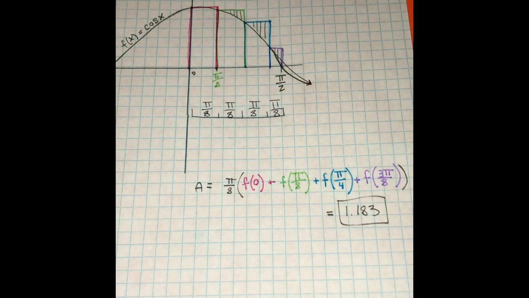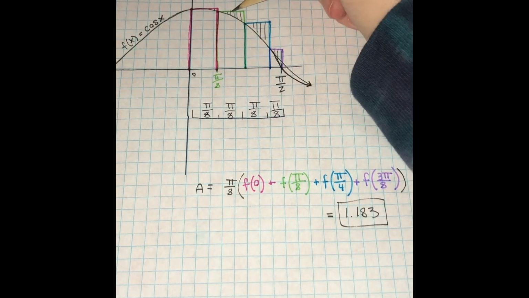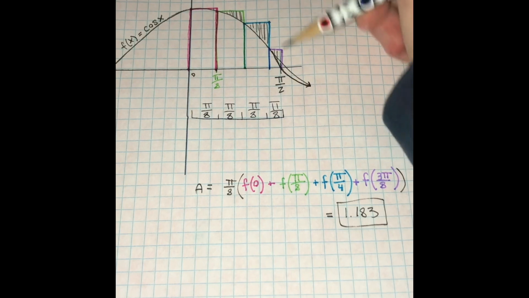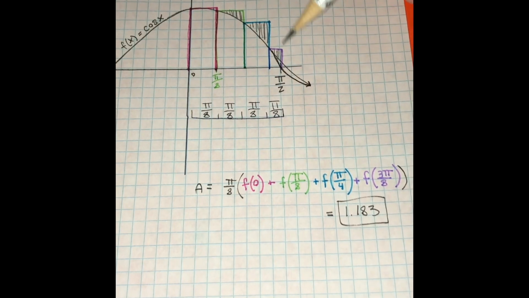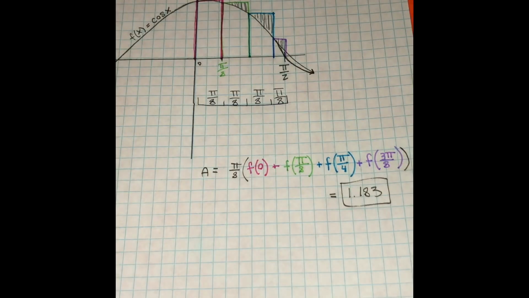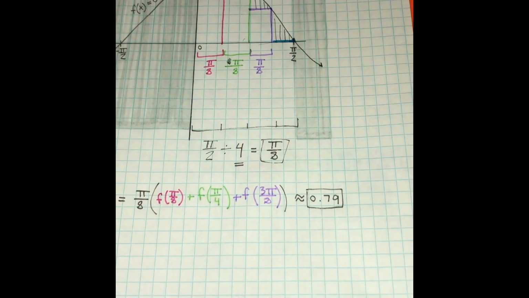With this variation of the problem, it is safe to assume that our estimate was an overestimate because each of these rectangles comes up over the graph of cosine of x, creating excess area in our final product. We can check our answers for the over and under estimates by realizing that our final answer of 1.183 is significantly larger than our last problem where we got an answer of 0.79.